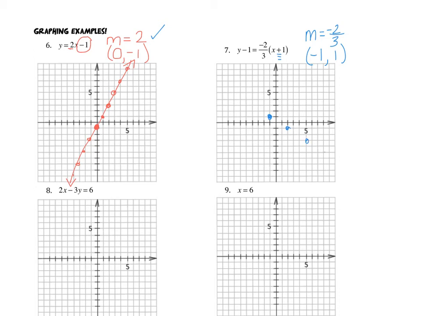Again, plot every point. Get in that habit now. And then connect your line as best as you can. Do a quick little check. Your slope is negative, so it makes sense that your line is decreasing as you read it.